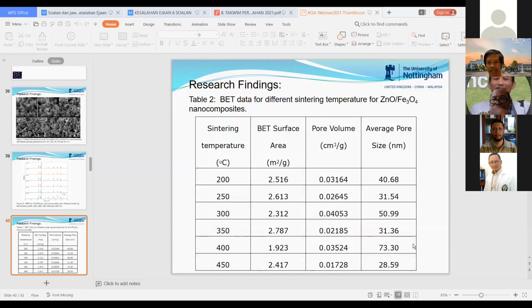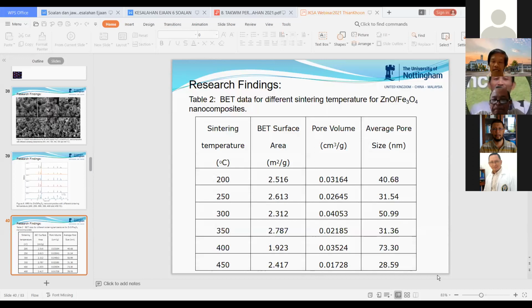It's less than 5. Generally, in common, famous syntheses, metal oxide will have about 10 to 20, and if we synthesize it properly, we can even get 50 square meters per gram. So it is not really significant here, although we can see the changes.